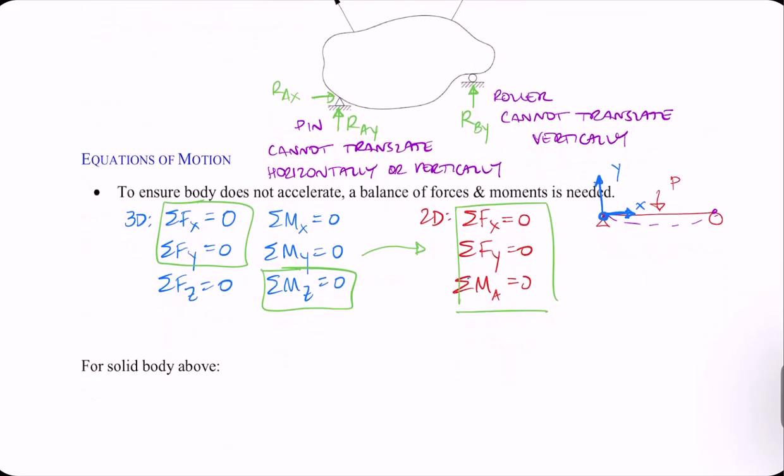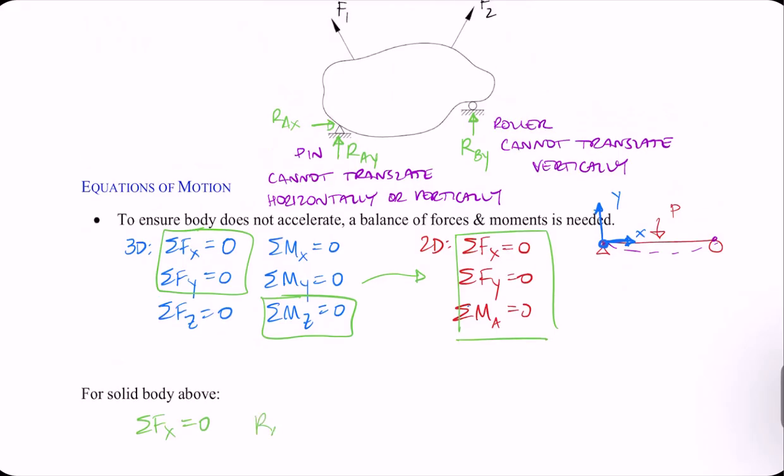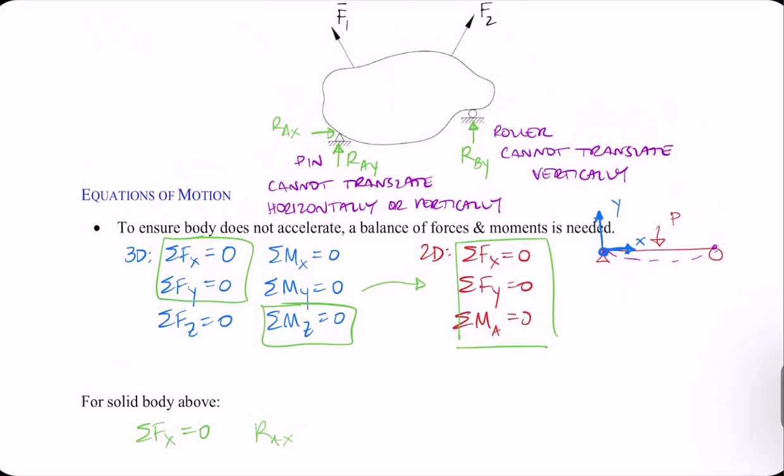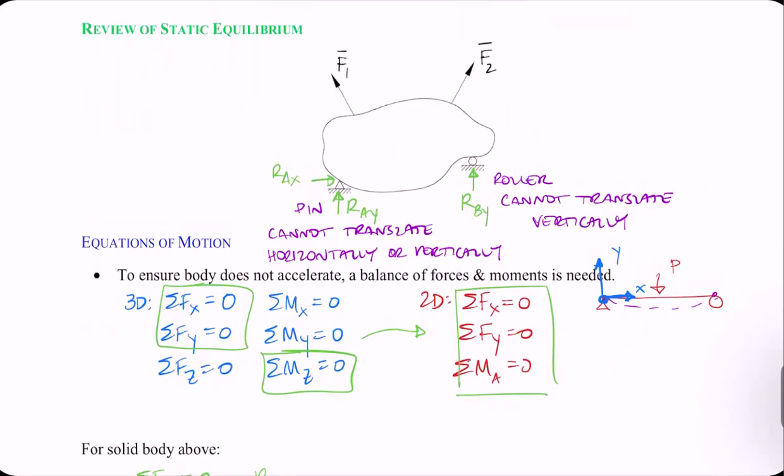I'm going to sum my forces in the x direction. My only reaction is RAX, and then I have components of these force vectors. So I'm going to draw those. There's F1x, F1y. Let's call that angle theta. Let's draw our F2x and our F2y. We'll call that angle beta. So I've just broken my vectors into the x and y components. I'm assuming my xy axis looks like that.